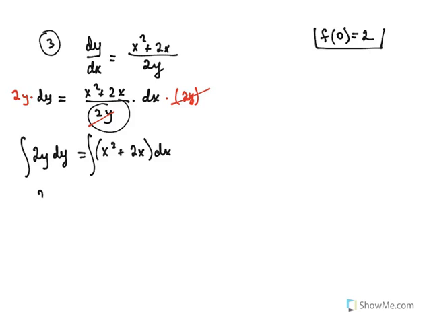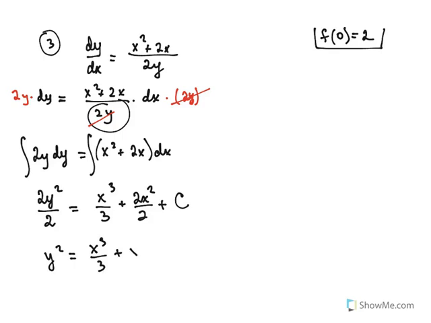And we get 2y squared over 2, or you can just say y squared right away, equals x cubed over 3 plus 2x squared over 2, don't forget, plus c. So we get y squared equals x cubed over 3 plus x squared plus c. Now let's find that value of c.